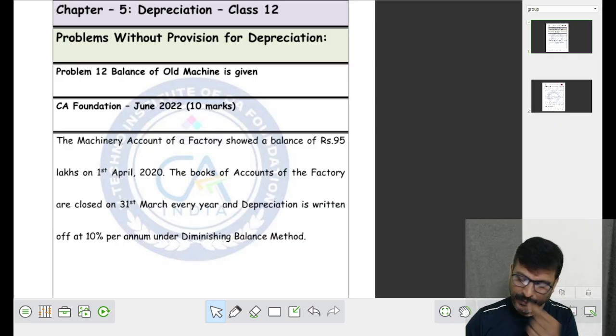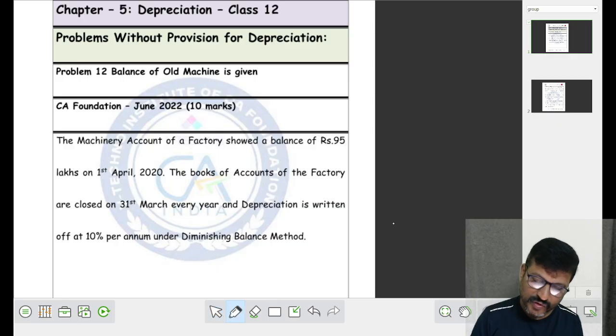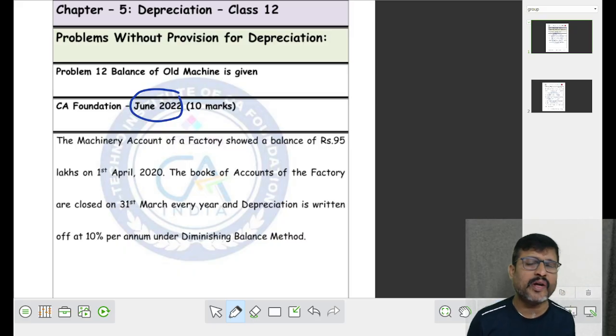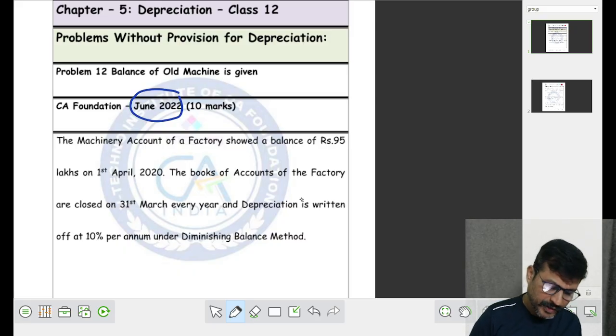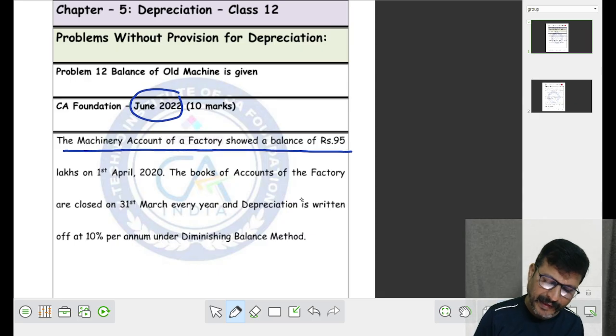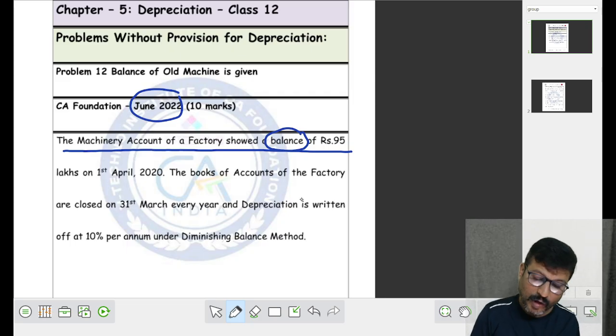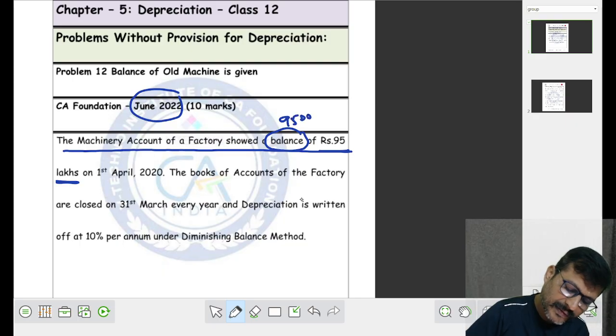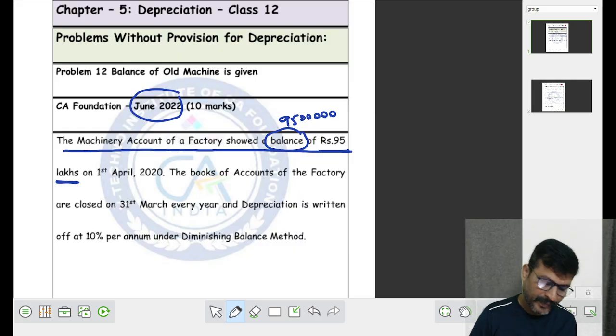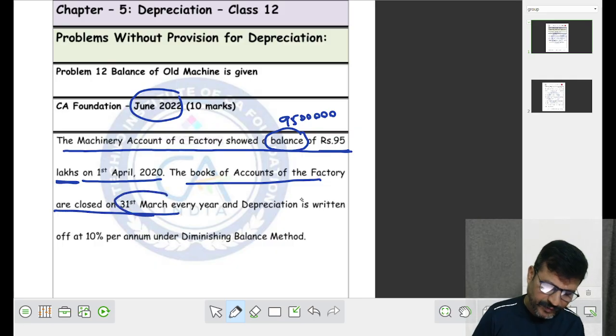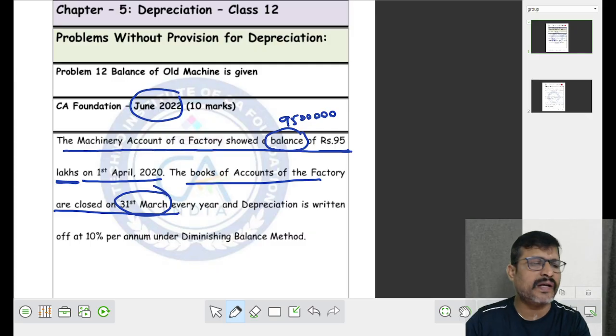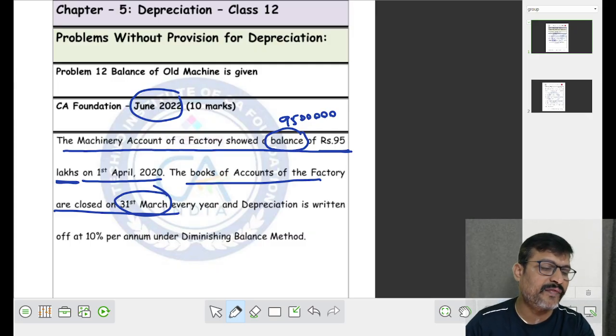See here what happened in this particular problem number 12. This is a question asked for CA Foundation in June 2022 for how many marks? For 10 marks. The machinery account of a factory showed a balance. What it shows? Balance. How many lakhs? 95 lakhs. On 1st April 2020, the books of accounts of a factory closed on 31st March. When the accounts are closed on 31st March every year. Fine. Shall we move on to the next part?